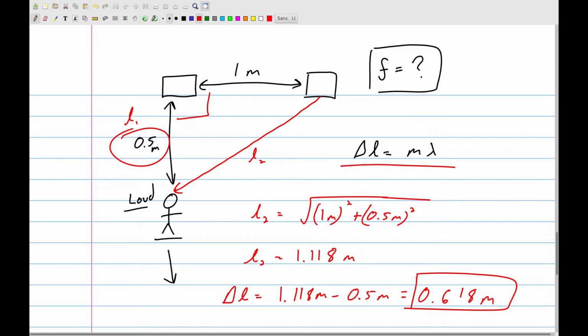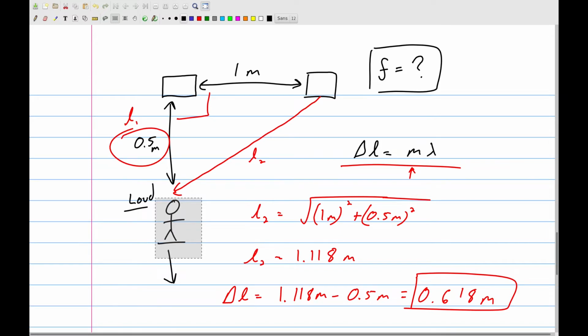Now our delta L has to be equal to m lambda. If m was 0, the easiest solution, well, this wouldn't work. Why? Because if m is 0, we try to divide by 0 and the whole thing blows up. And really, m would be 0 when the difference in paths between the two would be exactly the same. How can you get that? I don't think you can in this configuration. It would be the same if he was in the center, but he's not in the center. So because of that, we can't use m equals 0 in this situation.